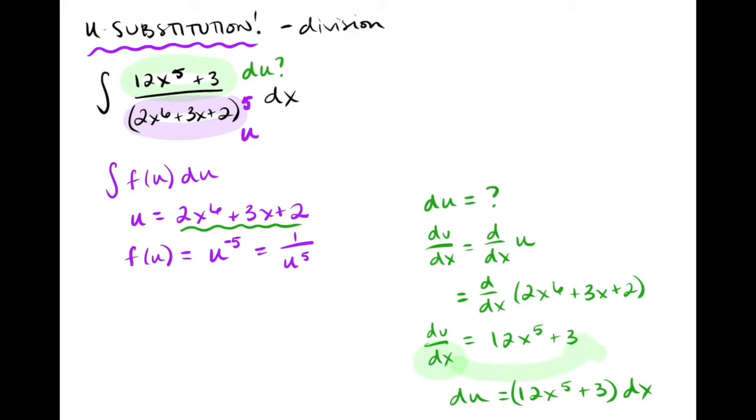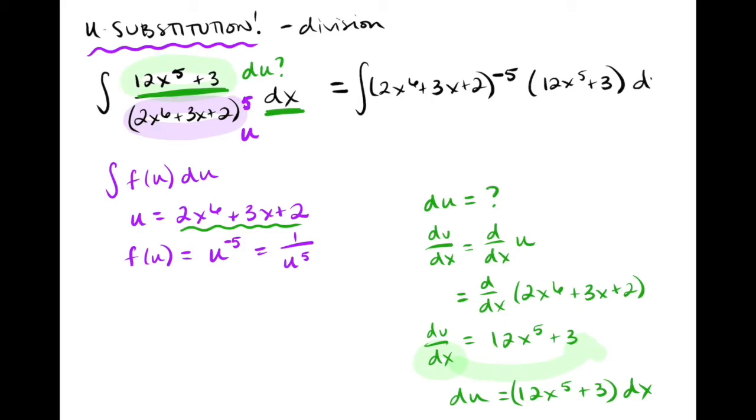All right, well that's really helpful because I have a 12x to the 5th plus 3 over here, and I have a dx. So what I want to do now is rewrite this function in a way that might make it a little bit easier to see if I really have all of my pieces together. So this is actually equal to the integral of (2x to the 6th plus 3x plus 2) to the negative 5 times (12x to the 5th plus 3) dx.